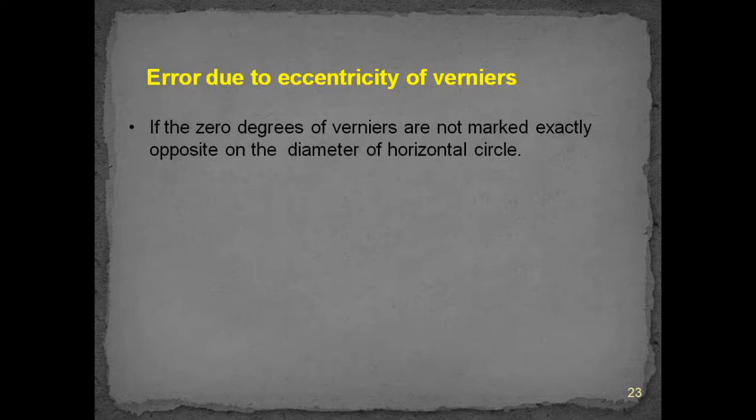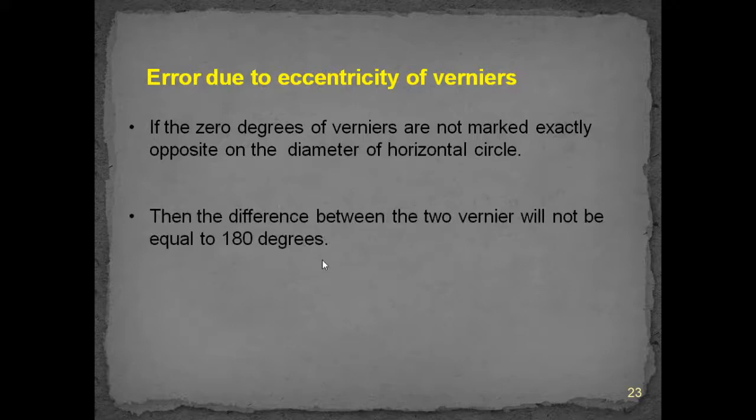Generally, what does this eccentricity of verniers mean? I always said that vernier A and vernier B should differ by 180 degrees. If the 0 degrees of the verniers are not marked exactly opposite across the diameter of the horizontal circle, then the difference between the two verniers will not be equal to 180 degrees. So always ensure that they differ by 180 degrees. The 0 of vernier A and the 0 of vernier B should differ by 180 degrees. These are all the instrumental errors.